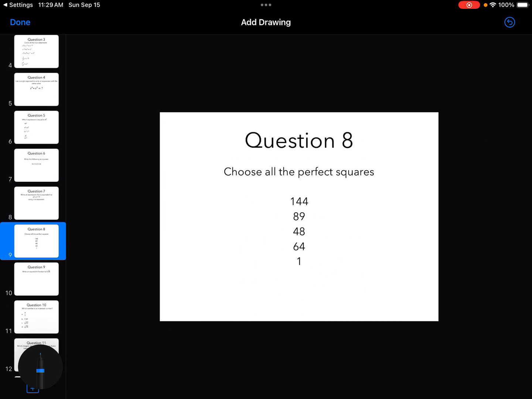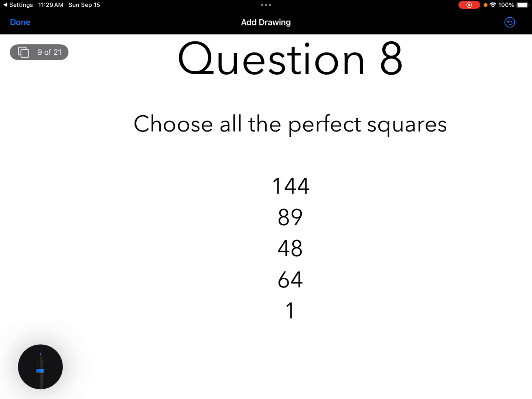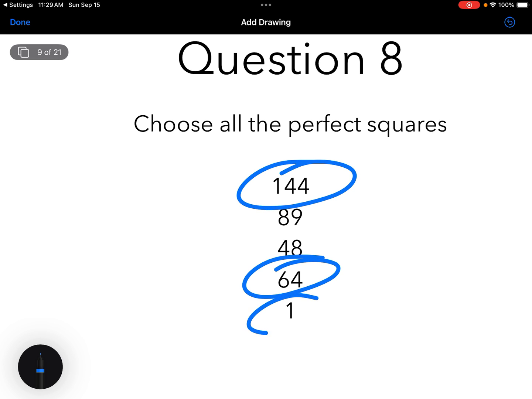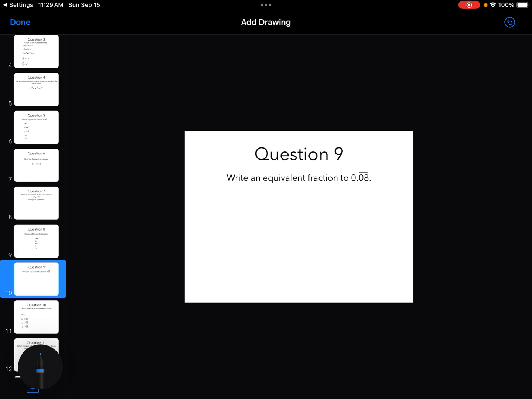They want us to choose all the perfect squares. So I can get that off of my multiplication chart by looking at all the yellow highlights. 144, 64, and 1. Those are all my perfect squares. All right, write an equivalent fraction.